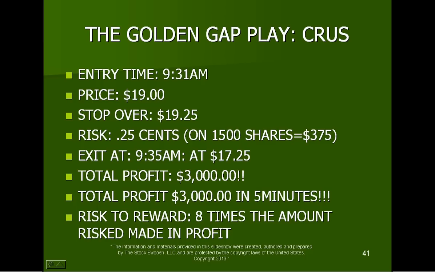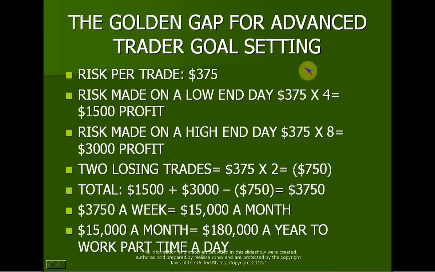So the risk to reward, again, was eight times the amount risked made in profit. Now, you don't have to, once again, risk $375. You could just risk $75. But either way, you still would make eight times the amount. It's eight times per dollar.